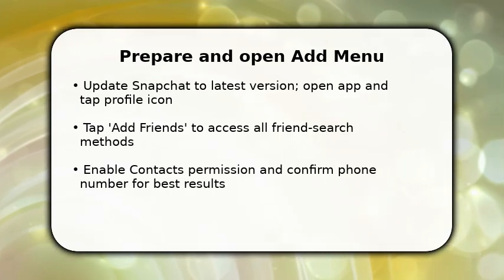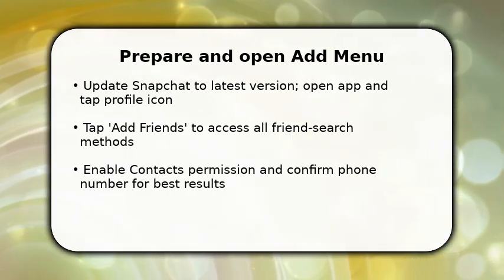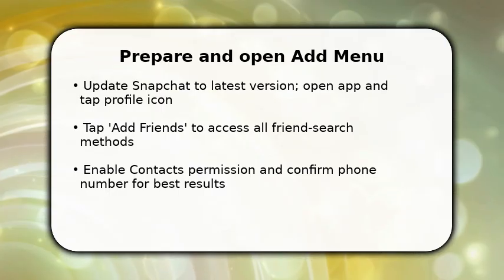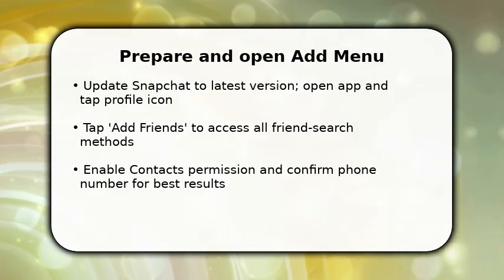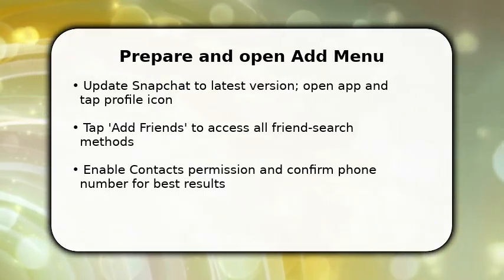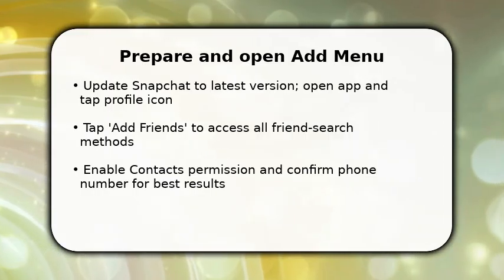Enjoy the video. You start by opening Snapchat and going straight to your profile. This lets you access the Add Friends menu. Once done, tap Add Friends. That central hub lists phone, username, snap code, and quick add.